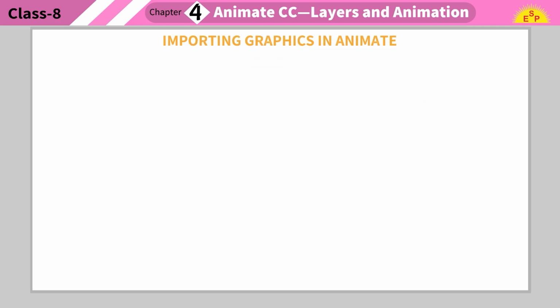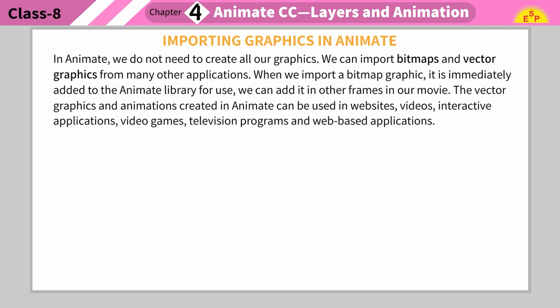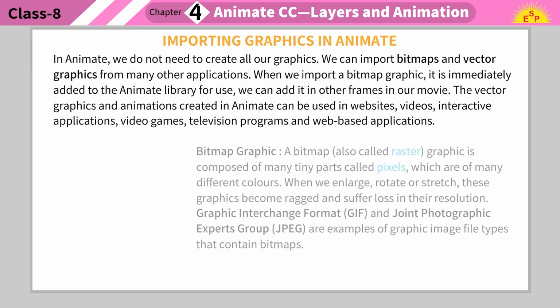Importing graphics in Animate. In Animate, we do not need to create all our graphics. We can import bitmaps and vector graphics from many other applications. When we import a bitmap graphic, it is immediately added to the Animate library for use. We can add it in other frames in our movie. The vector graphics and animations created in Animate can be used in websites, videos, interactive applications, video games, television programs, and web-based applications.